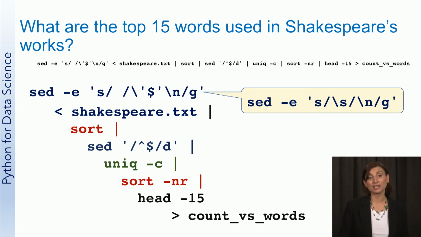Please note that in a Unix-based system other than Mac OS X, the sed regular expression might look like this, which is a lot simpler than mine here. It simply says, replace every \s character for space with a \n character for a new line.